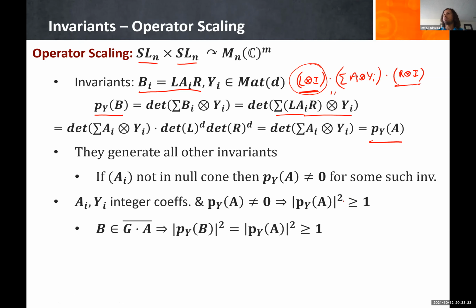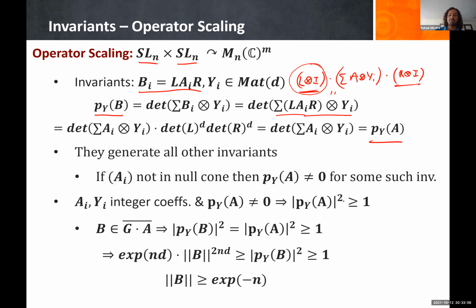Now, we know again by the same reasoning that if B is in the orbit closure, then the norm of this polynomial P_Y at B is equal to the norm of P_Y at A, because it's an invariant. And it has to be greater or equal to 1. Now, these invariants are not as nice as the matching invariants, right? They're not super nice. But then, all we know is that this will be a degree n times d polynomial, right?